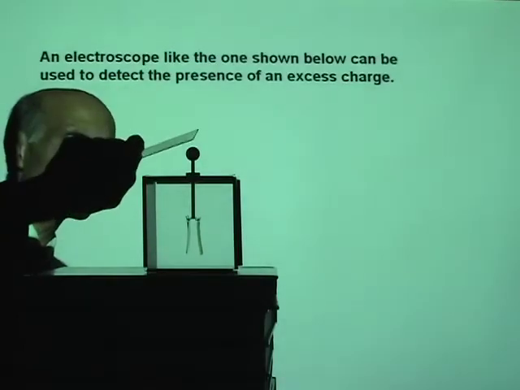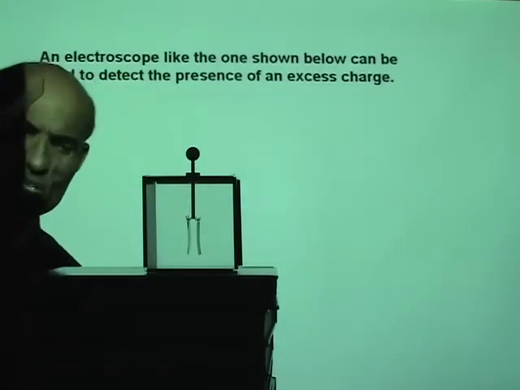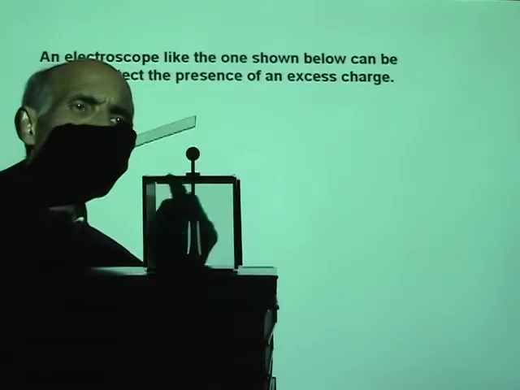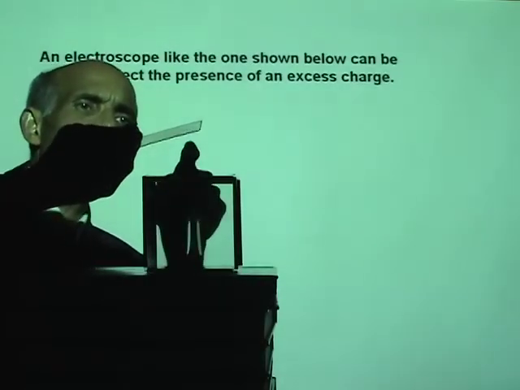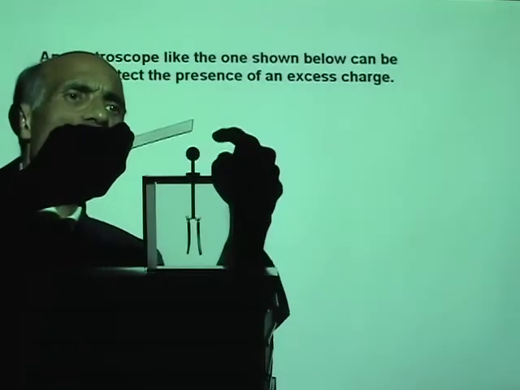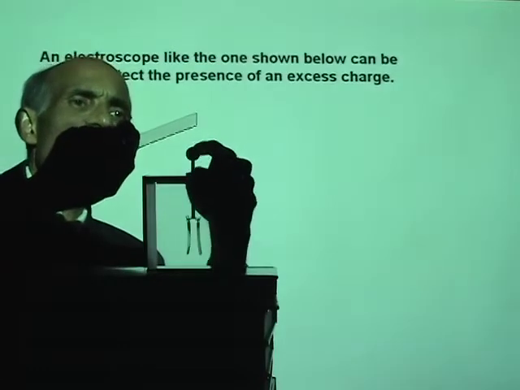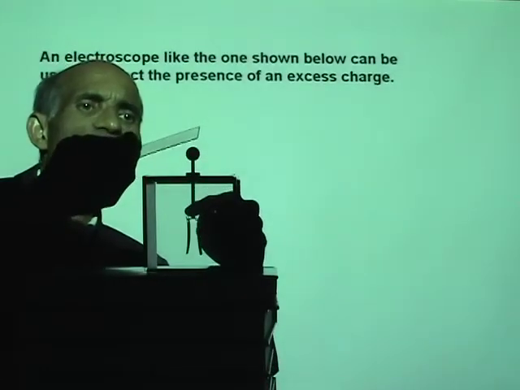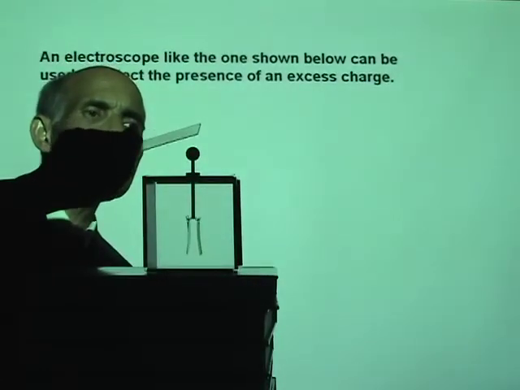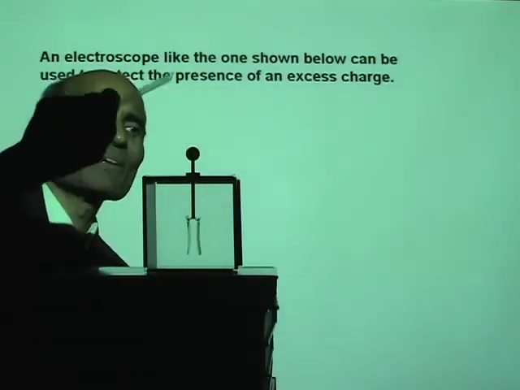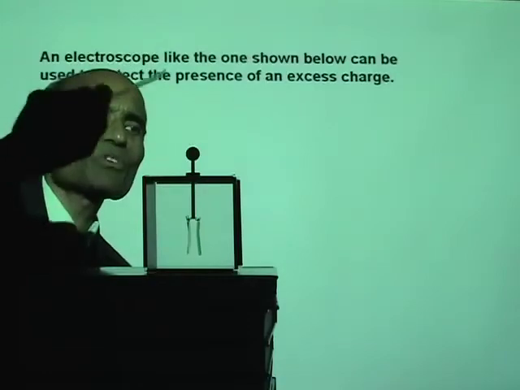I haven't touched it. You see, this now has some excess negative charge. When that excess negative charge comes close to the electroscope, the negative charges on this don't like this negative charge. They just move away to the leaves. That's why the leaves now diverge. You see that? Alright.